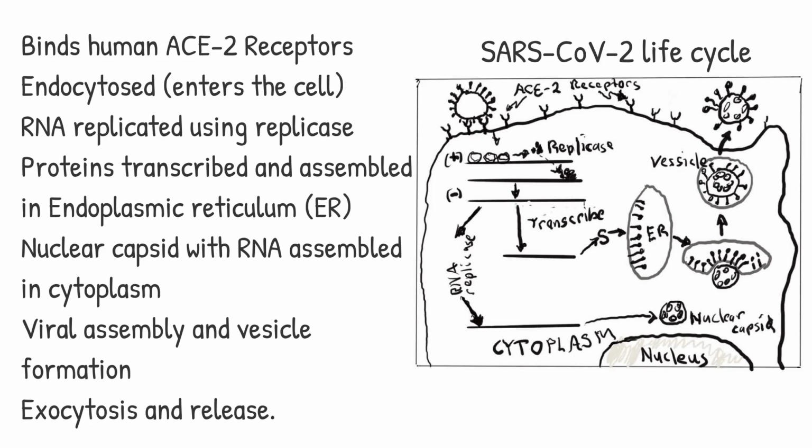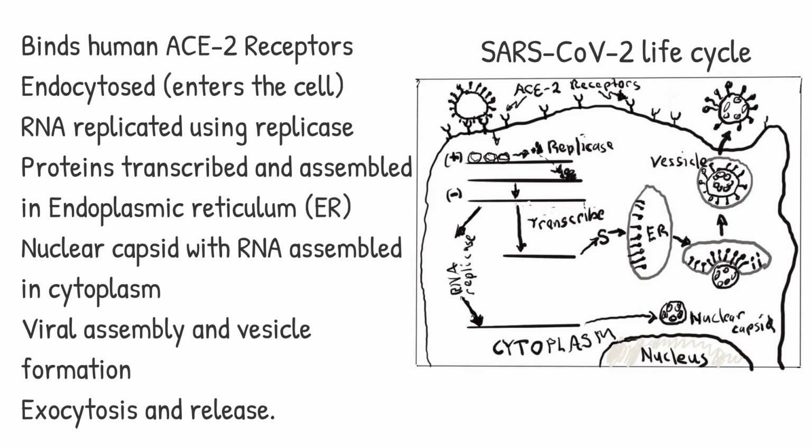cells. Upon binding to the ACE2 receptor through its surface knobs, and within 10 minutes of binding to the surface, the virus is endocytosed and enters the cell cytoplasm. Viral RNA is quickly replicated using a viral-specific replicase. The replicated RNA strands are assembled in the cytoplasm as nuclear capsids. At the same time, positive viral RNA strands encode for the synthesis of viral surface proteins that are transcribed and assembled in the endoplasmic reticulum, ER. Included among those proteins is the S protein that forms the surface knobs.